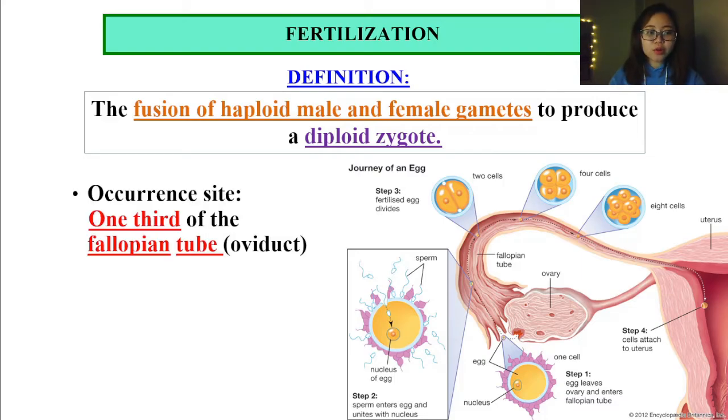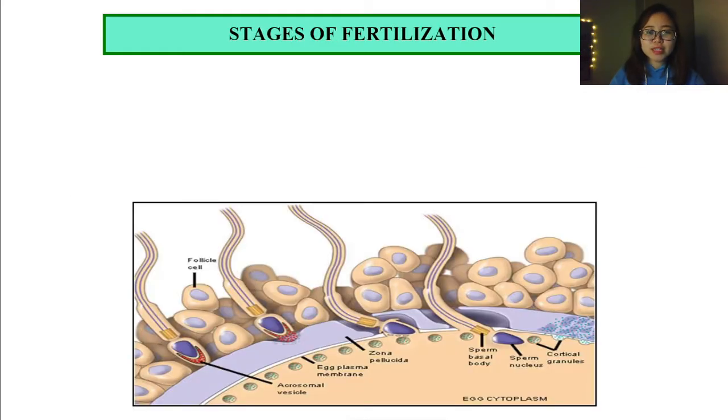Where is the occurrence site? Fertilization will occur within 1/3 of the fallopian tube, also called the oviduct. So it's usually around this area in the female reproductive system. The sperm will have to swim all the way here, fertilize the egg, and then continue with the embryogenesis. But we'll talk about that in the next video. For now, let's talk about the stages of fertilization.